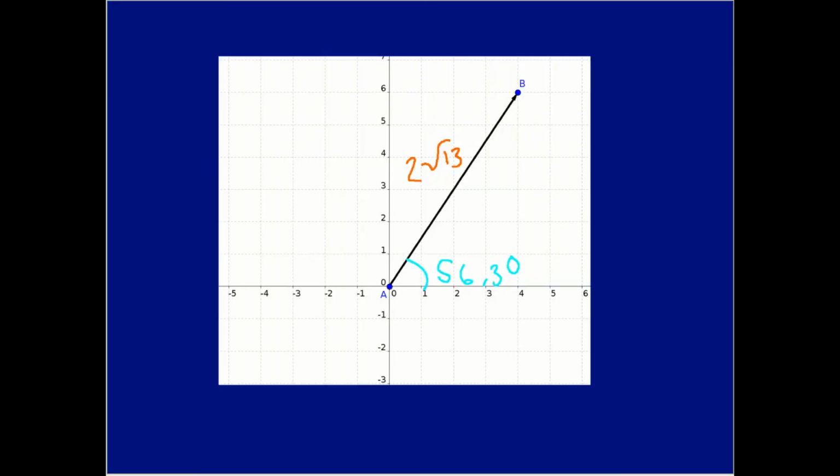When you take a look at the actual picture, you can see it's right here. If I had to break this down for you, v sub 1 would be 4, 0. So start here and stop right there. And then v sub 2 was 0, 6. So start here and go up all the way here. When you combine the two, you get this black line right here that goes to 4, 6. The length of this line is 2 times the square root of 13, and the direction is 56.3 degrees. That is essentially some of the things you can do with component form.